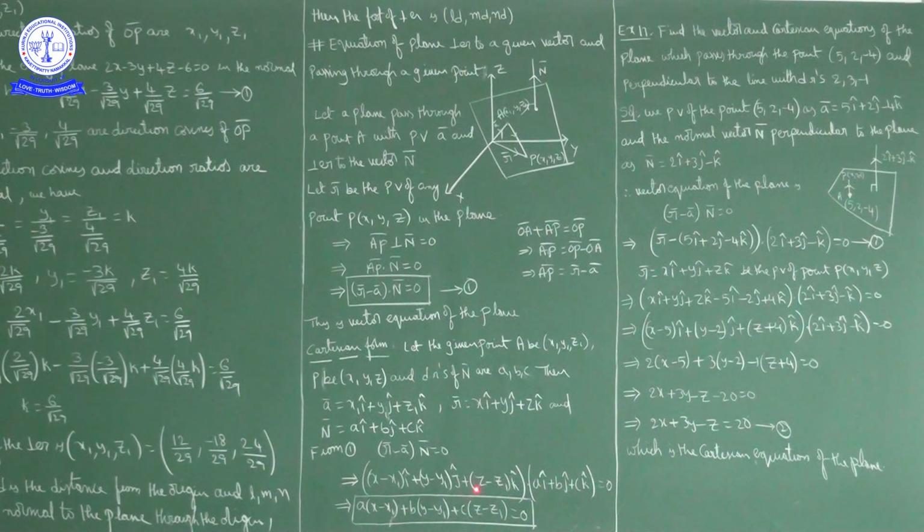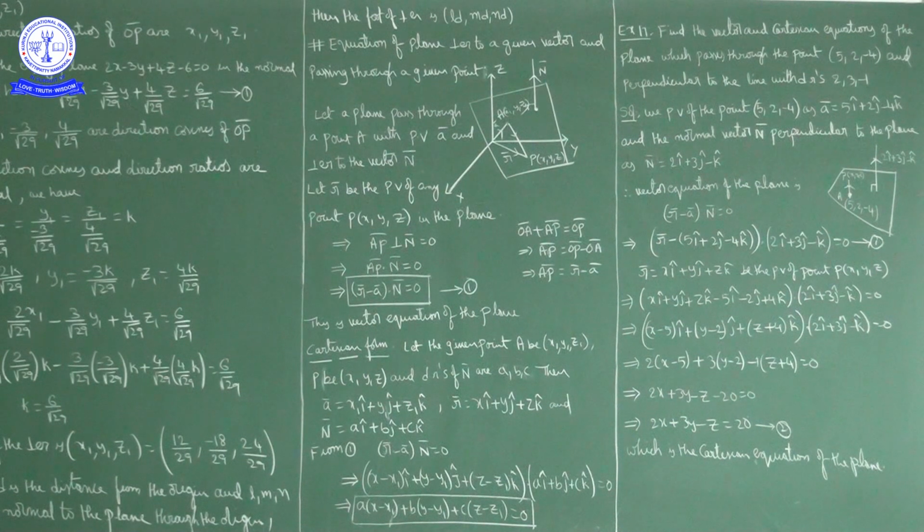So if you take the dot product, we get A into (x minus x1) plus B into (y minus y1) plus C into (z minus z1) is equal to 0. But this is the Cartesian equation of a plane. When a plane is passing through point (x1, y1, z1) and the direction ratios of the normal to the plane are A, B, C, the equation of the plane in Cartesian form is A(x minus x1) plus B(y minus y1) plus C(z minus z1) is equal to 0. Okay. Next, we will discuss one problem on this model.